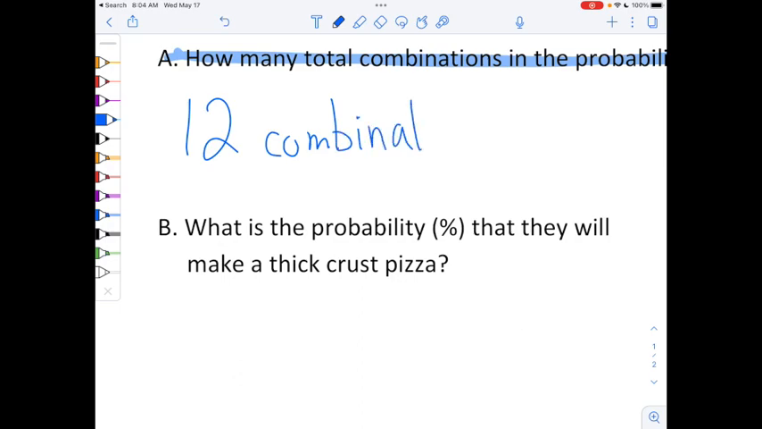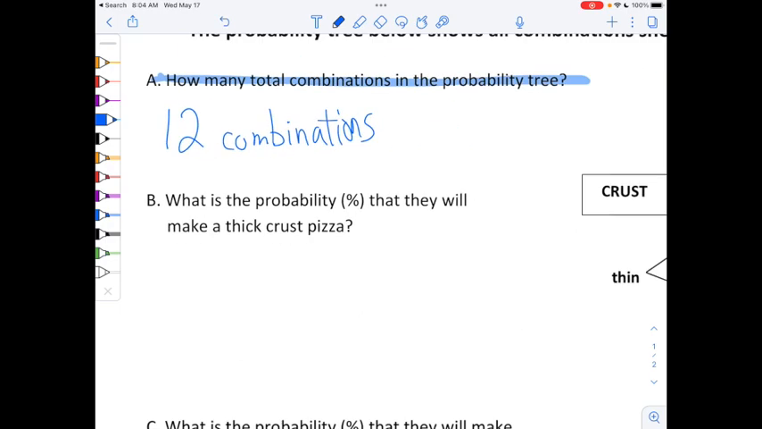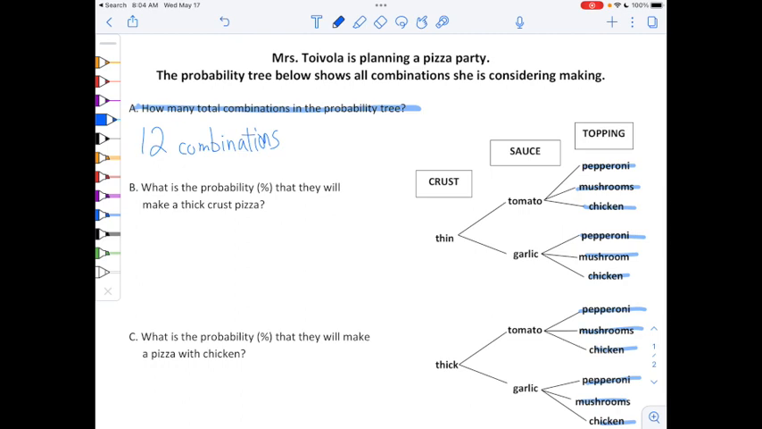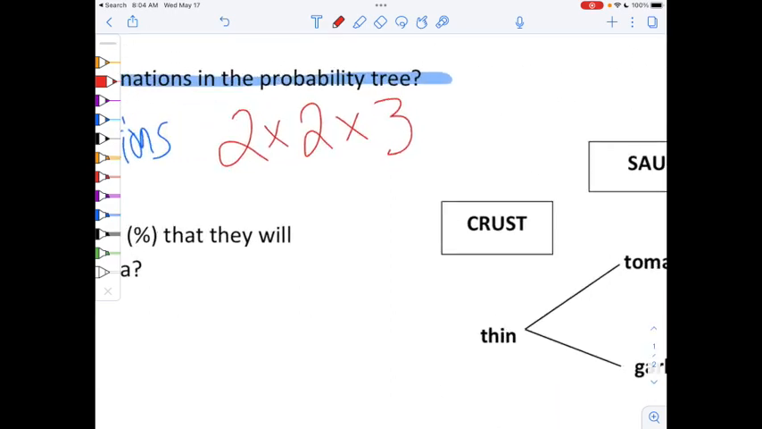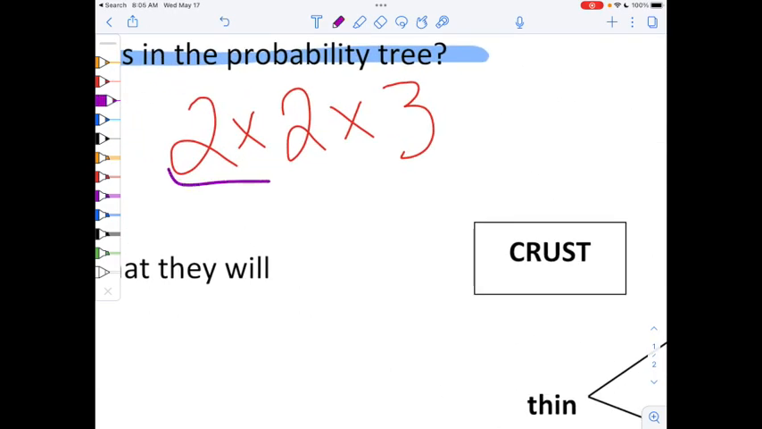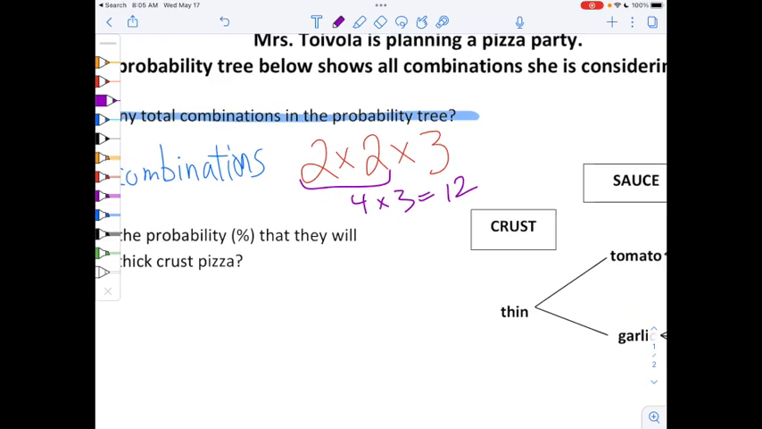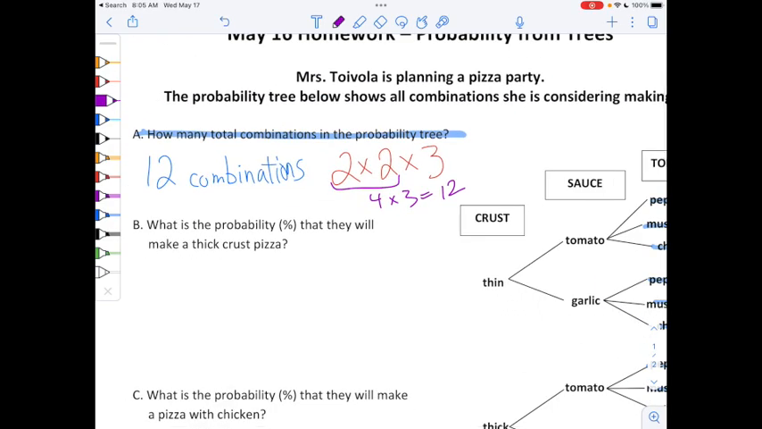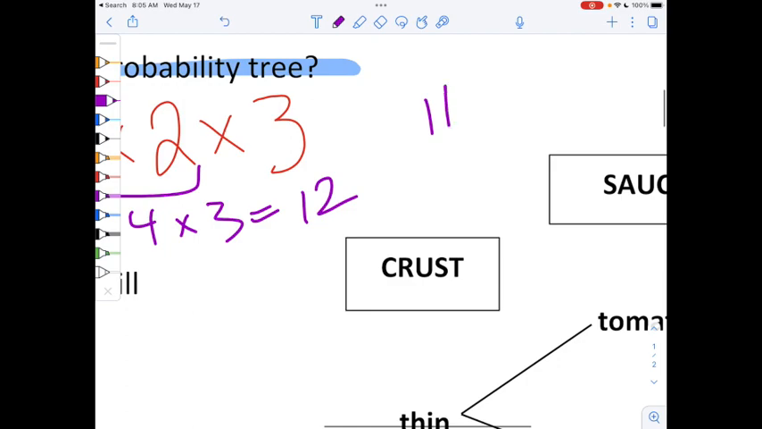The other way to find the answer is to multiply the number of choices in each step. So there are 2 crust choices, so we're going to say 2 times 2 sauce choices times 3 topping choices. So this is like saying 4 times 3, which is also 12. So you can get the same answer both ways. Doesn't matter how you did. If you got the answer of 12, you can give yourself a smiley face.